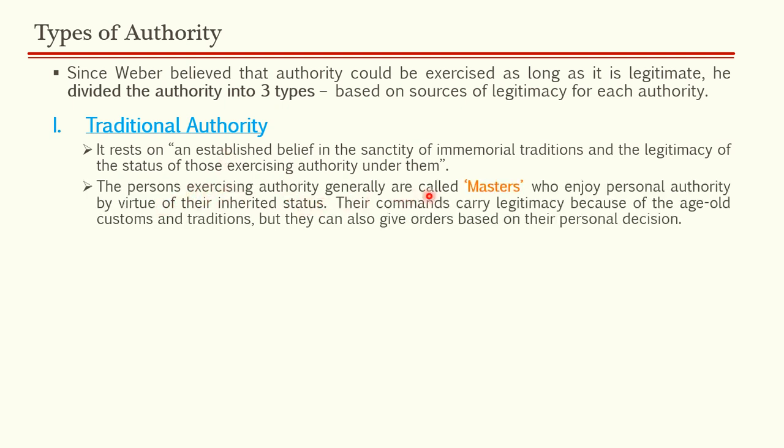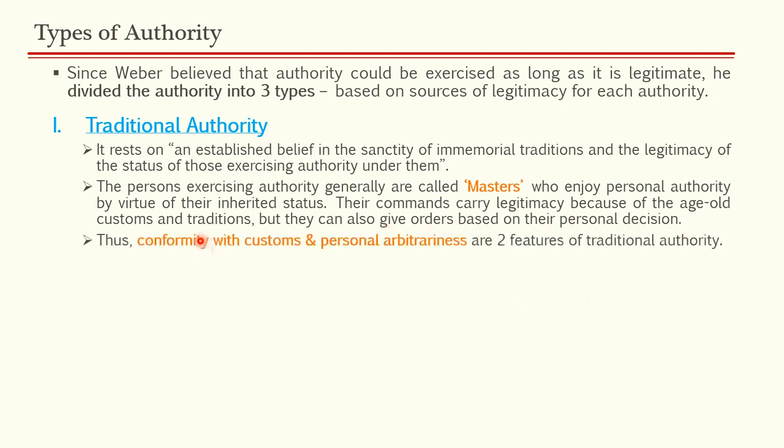The persons exercising authority generally are called masters. Because it is tradition, because it is customs, they are basically called masters who enjoy personal authority by virtue of their inherited status. Their commands carry legitimacy because of the age-old customs and traditions. This is how their commands are valid for people. This is why people obey, because they are in tune with age-old customs and traditions. But they can also give orders based on their personal decision also. Thus, conformity with customs and personal arbitrariness are the two features of traditional authority.